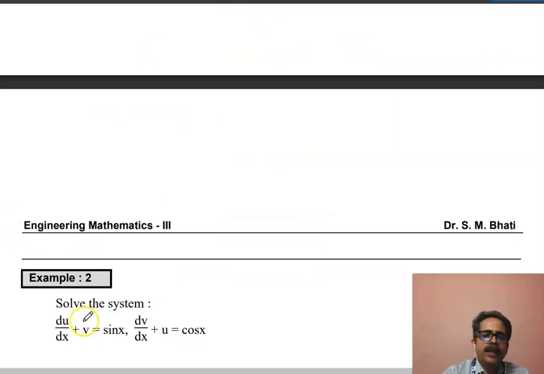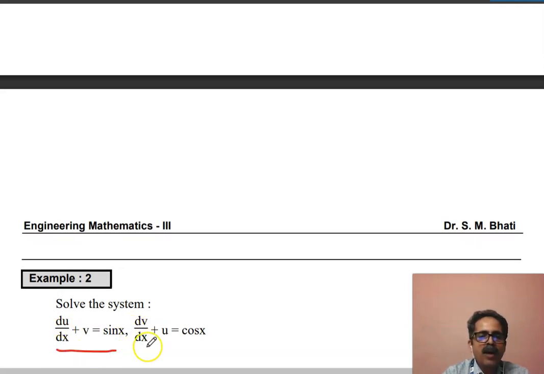Now consider the second example. Here we have two differential equations. This is the first differential equation. Then there is a comma, and this is the second differential equation. Both differential equations are linear. Identify the variables. Which are the variables? From the derivatives we can understand u, x, v, x. That means the variables are u, v and x. x is independent, so use the operator capital D for d/dx.